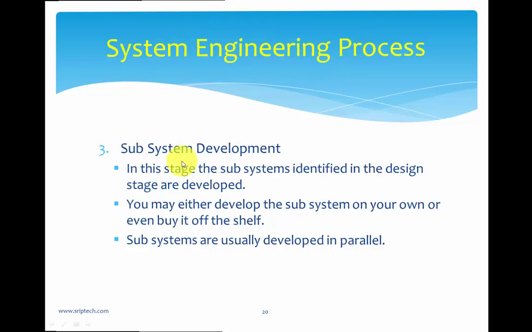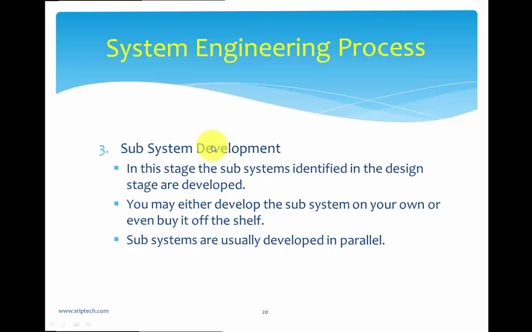Now once you are done with the design, the third important step in your systems engineering process is your subsystem development. So what do we do? Now you have got the requirements, you have partitioned the requirements. After partitioning the requirements, you have defined the subsystems for each partition. Now it is time to develop the subsystem.